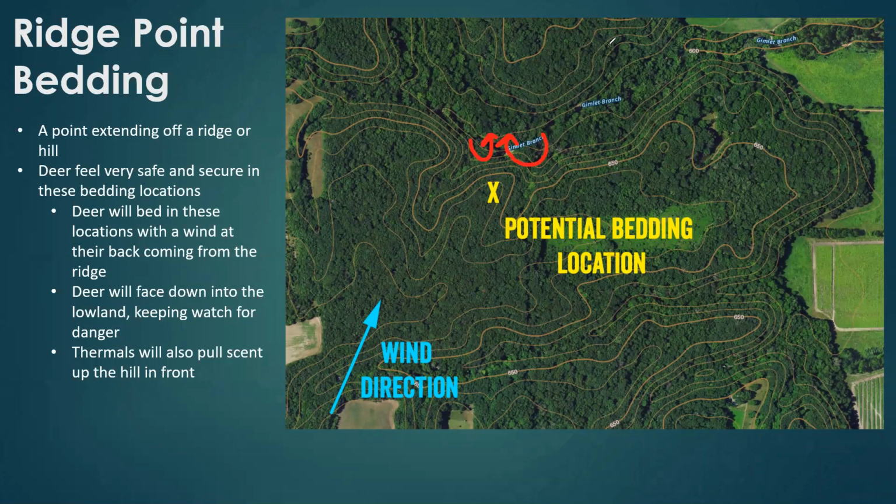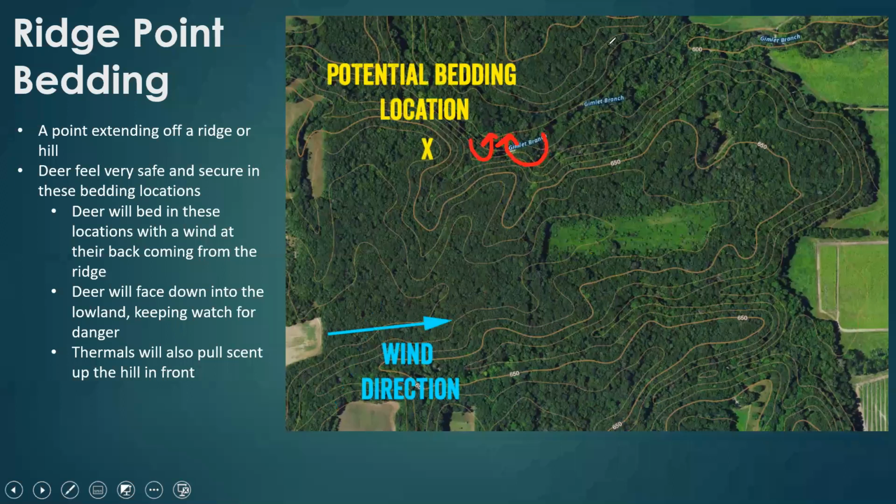And if you look a little bit closer at this map, you can probably pick out a few other examples of where ridge points would be. In this specific example, there's about 3 or 4 that are here, but this is a really good way to find bedded bucks, particularly later in the year as they get more and more pressured. They're going to be a little bit more selective in their bedding sites.